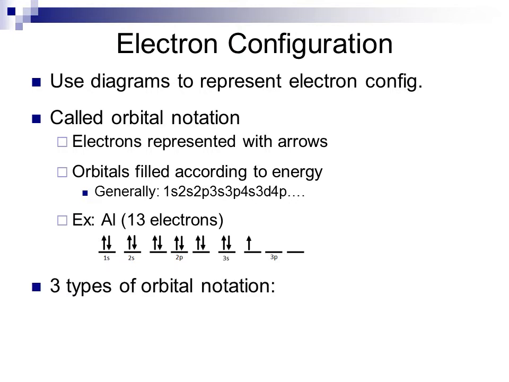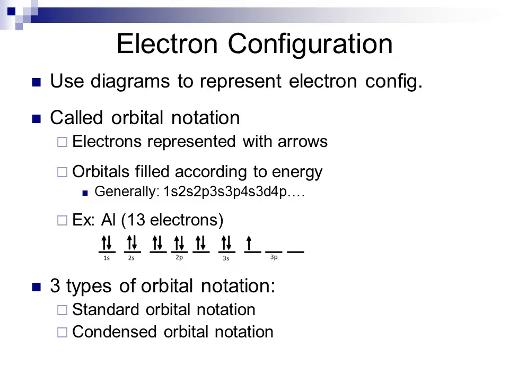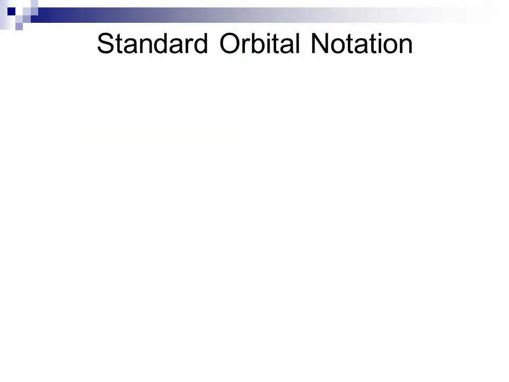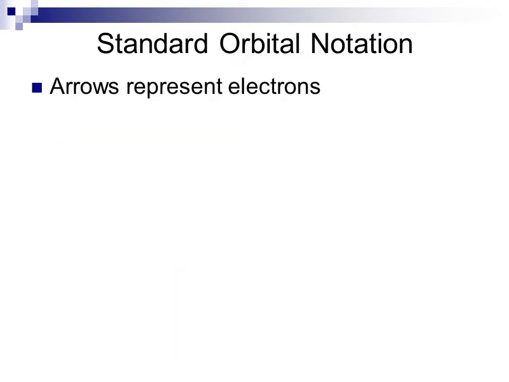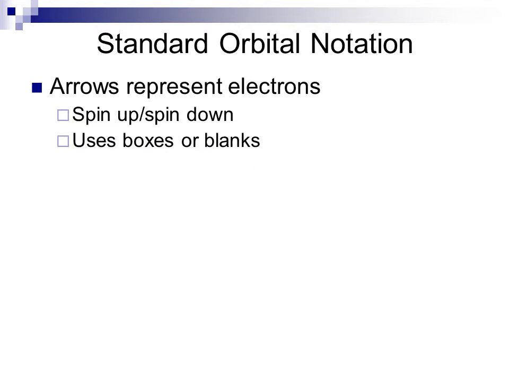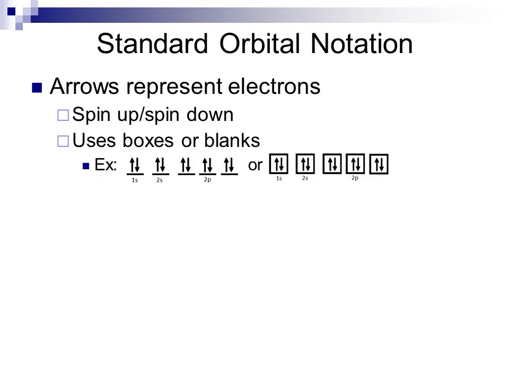There are 3 different types of orbital notation which we examine. There are what we call standard orbital notations, which is similar to what we just saw above. There is what's referred to as a condensed orbital notation, and there is a simplified orbital notation. Standard orbital notation uses arrows to represent electrons. There are either spin-up electrons or spin-down electrons, which are represented respectively by arrows pointing up and arrows pointing down.